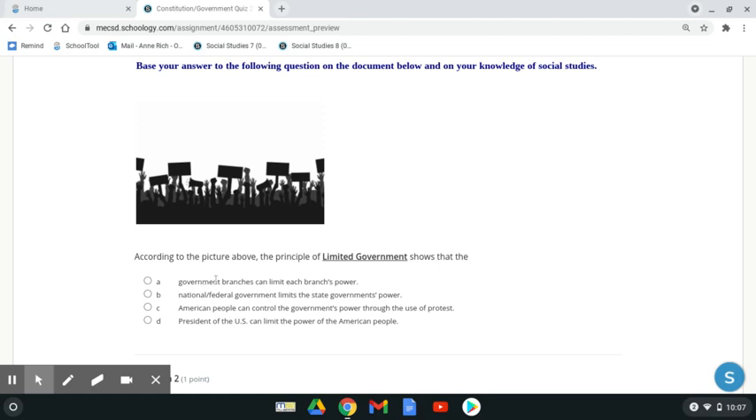A, government branches can limit each branch's power. B, national and federal government limits the state government's power. C, American people can control the government's power through the use of protest. Or D, President of the U.S. can limit the power of the American people.